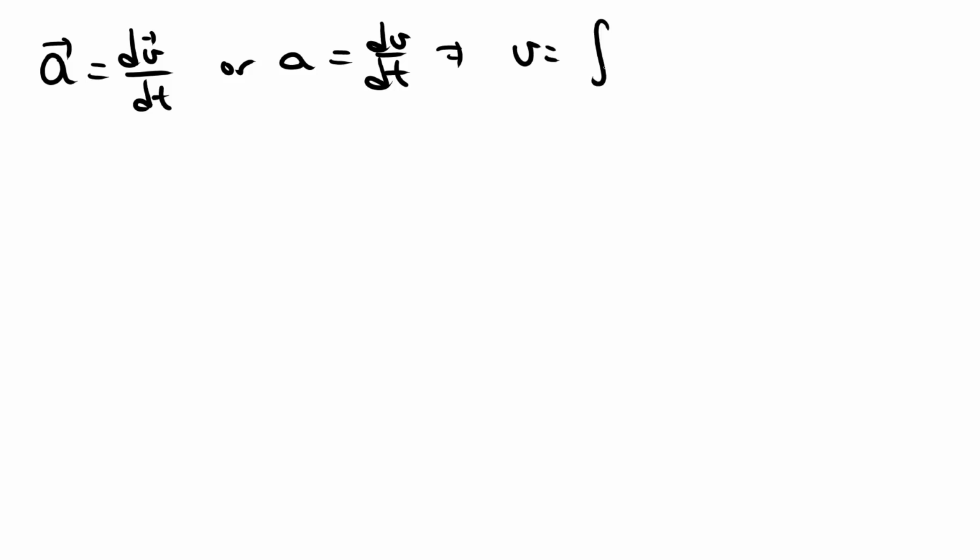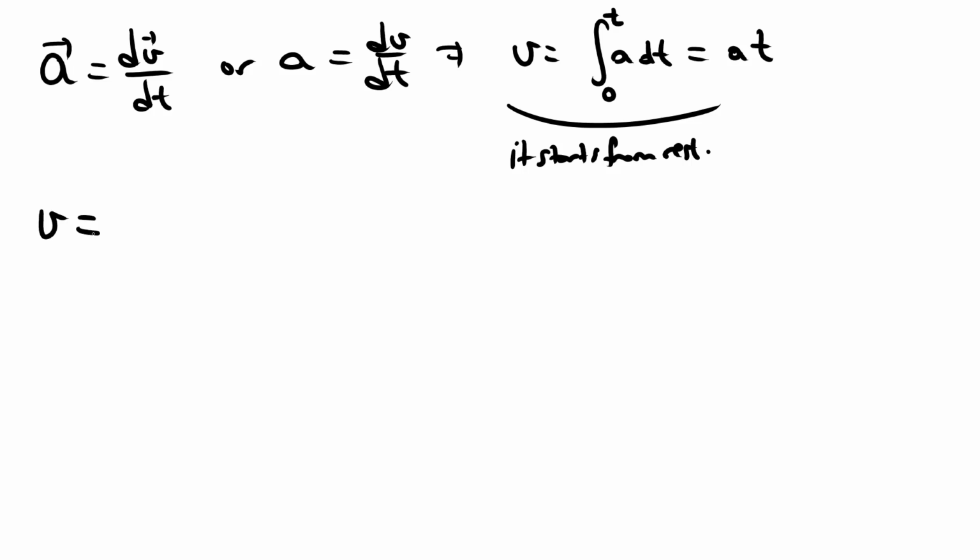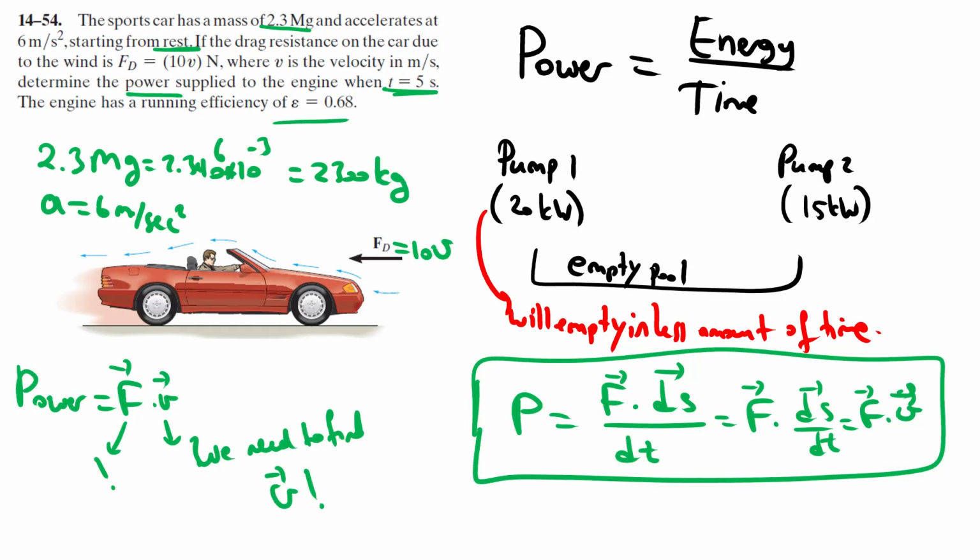The acceleration is given. That's the change of velocity with respect to time, or in scalar form, you can just write that. Okay, and then integrate it: a into t, from 0 to t, because it starts from rest. And the question says that at 5 seconds, the velocity is the acceleration times 5, that will be 6 times 5, and then 30 meters per second. And then the power will be just the force times the velocity.